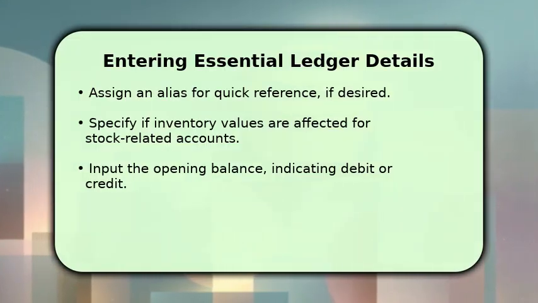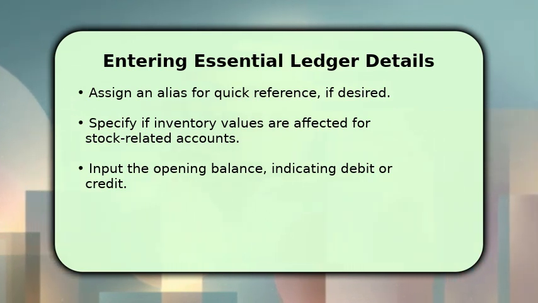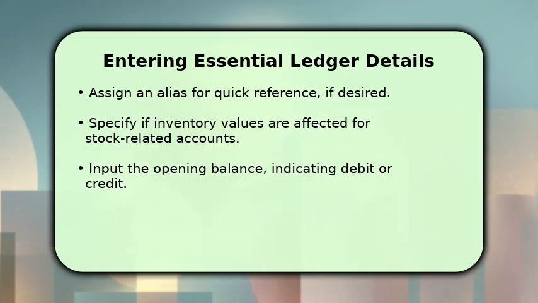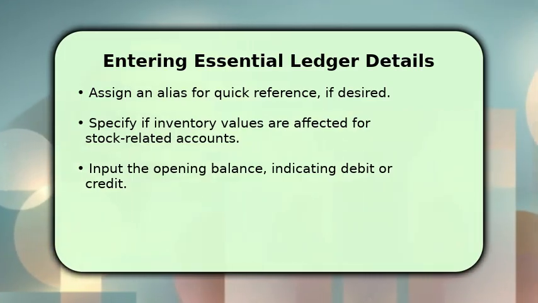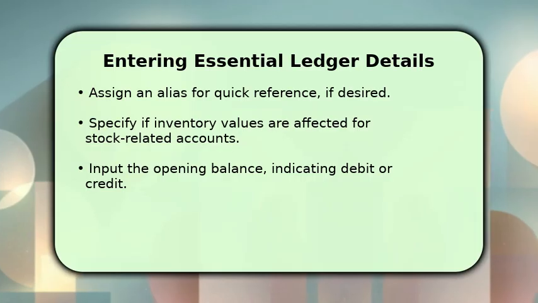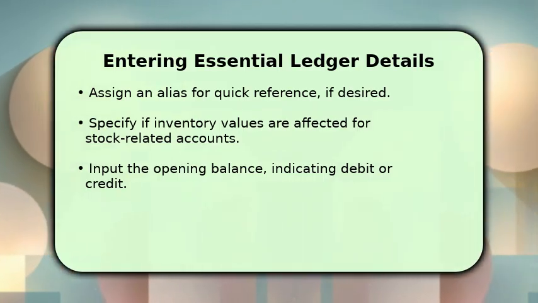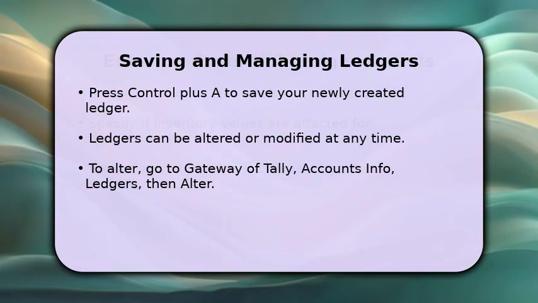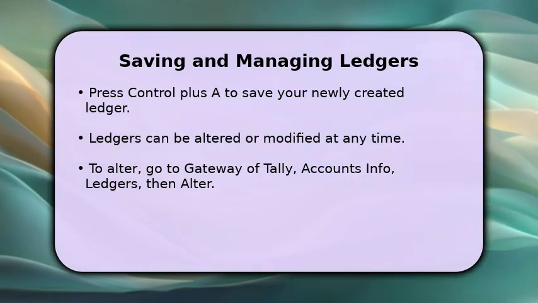Crucially, you must select the correct group from the list of groups, such as bank accounts or indirect expenses, to classify your ledger properly. If applicable, enter the opening balance, specifying whether it's a debit or credit. You can also fill in important mailing, banking, and tax registration details to ensure comprehensive record keeping. Once all details are entered, simply press Ctrl+A to save your new ledger.